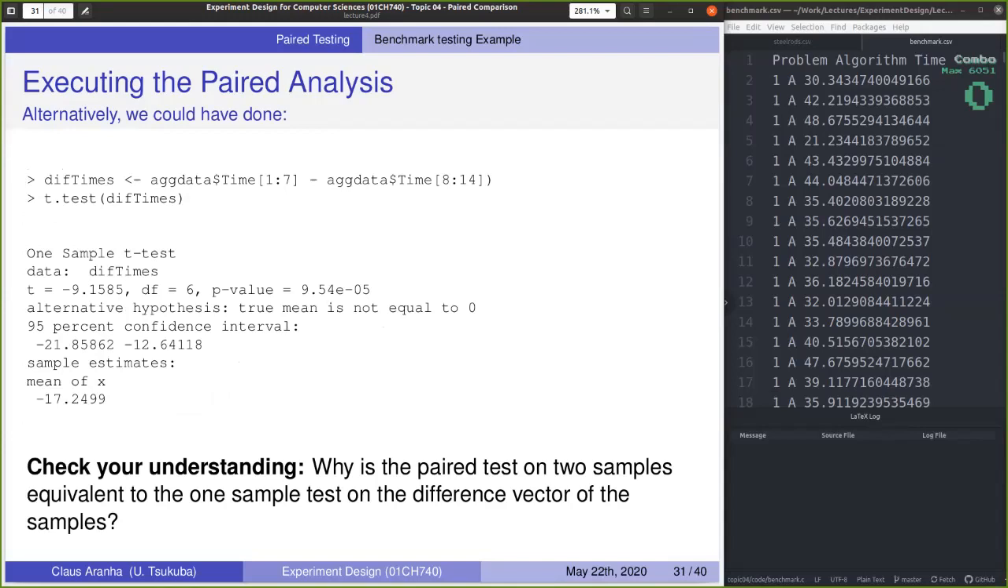Now, just to see our experiment design, instead of using aggregate, we can simply use the difference of the times. So we have an array that is the difference of times, aggregate time 1 to 7, aggregate time. So it's the same thing, we do the difference. We don't need to do a paired t-test, we can simply take the difference of the means and do a t-test on a single sample that is the sample of differences. And you can see that the result is exactly the same. So why is the paired test on two samples equivalent to a one-sample test on the difference vector of the samples? Think a little bit about that. If you can answer this question, then you understood the mathematical model for the paired t-test.